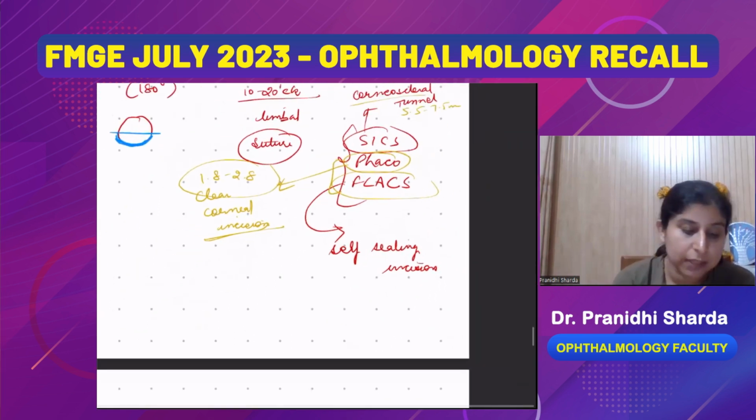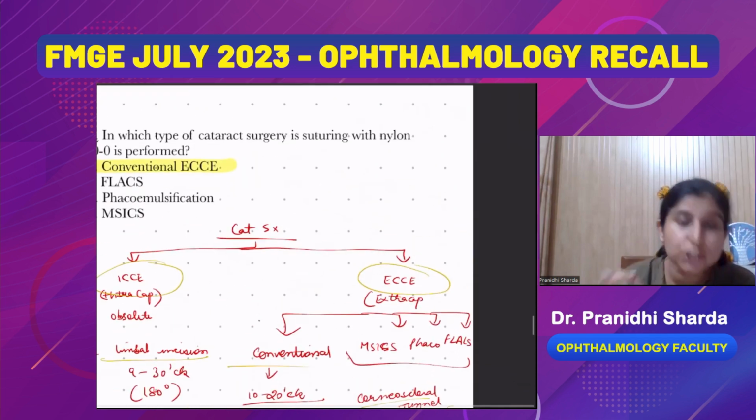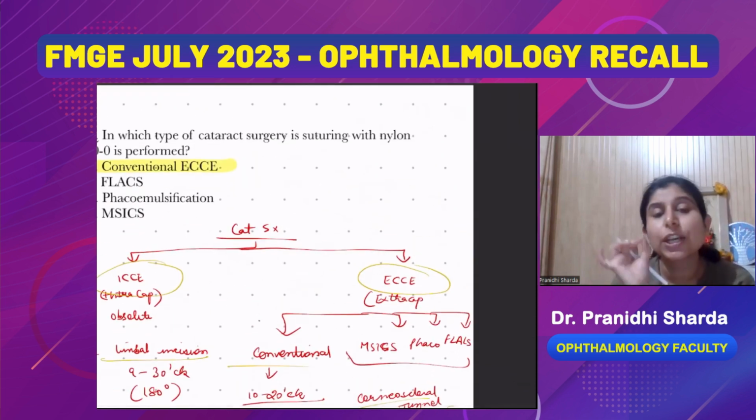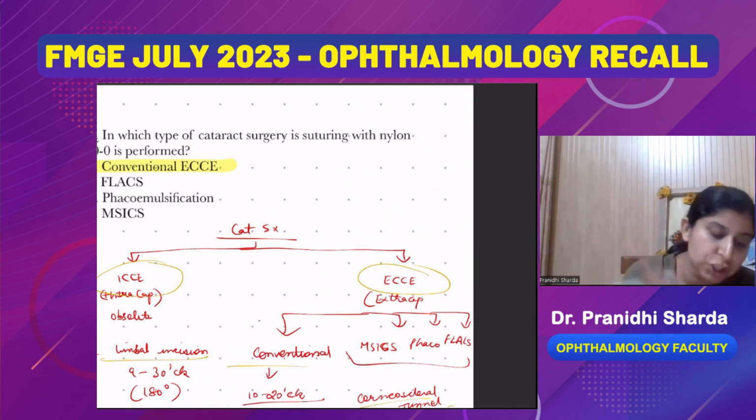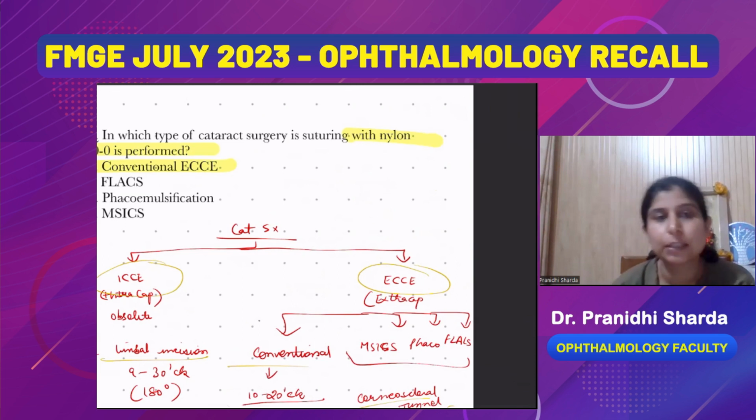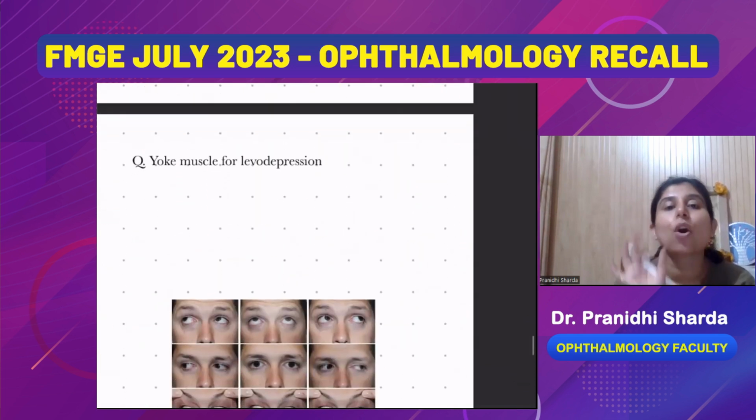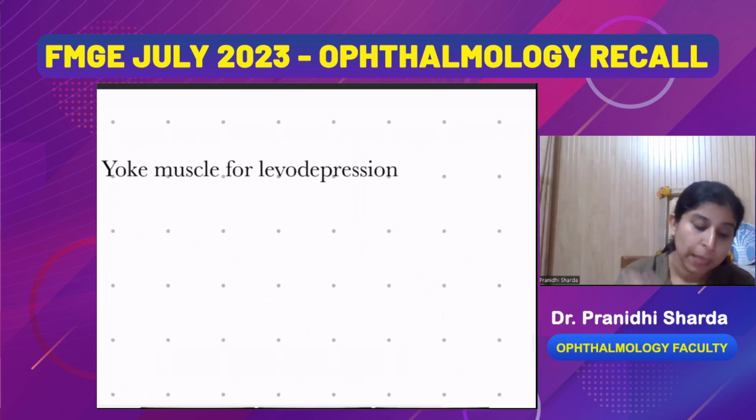Okay. So the answer to this question will become the conventional extracapsular cataract surgery, where we have to do multiple suturing of the incision with nylon 10-0. And which type of suture is used? You can remember it. That is nylon 10-0 suture. That is a type of non-absorbable suture.